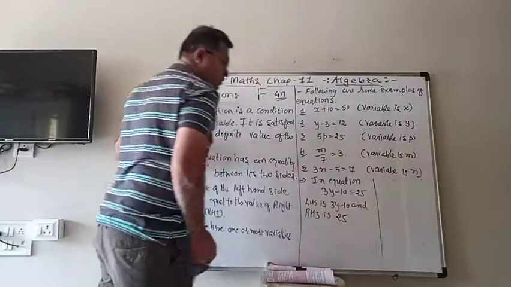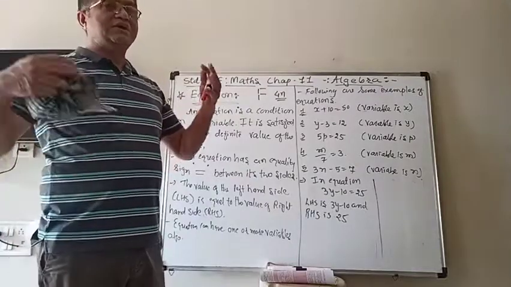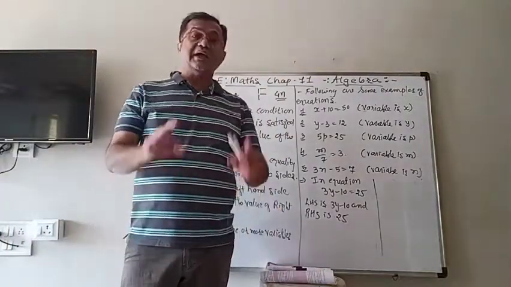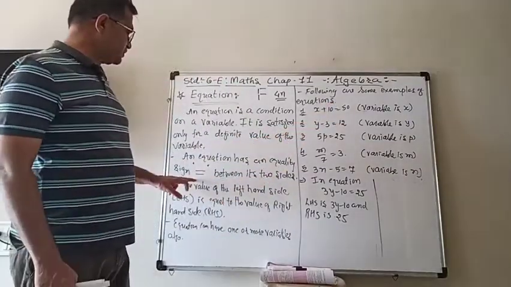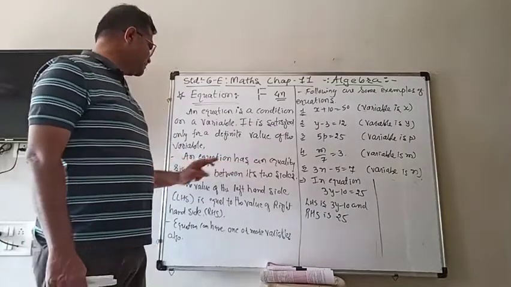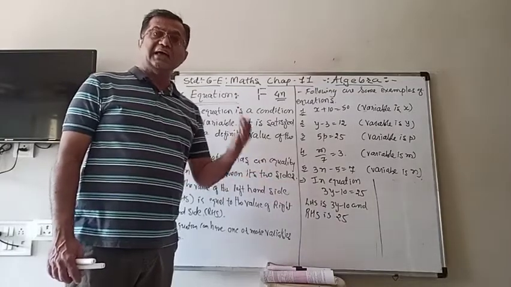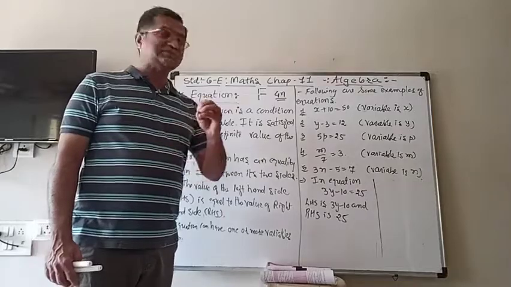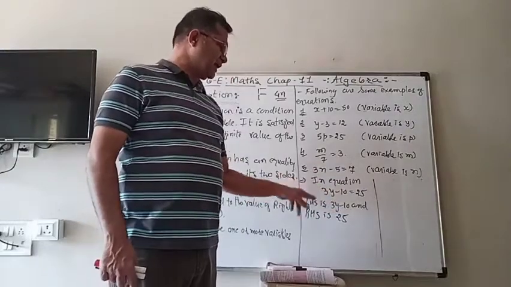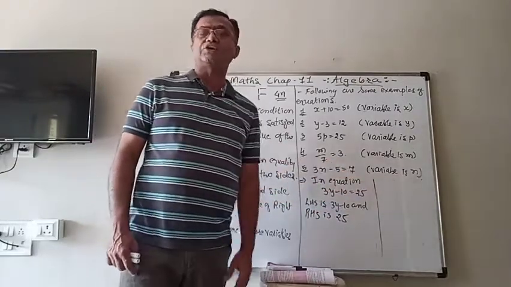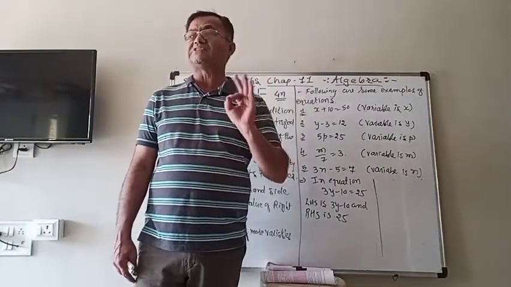All equations have two sides, and between the two sides there is an equality sign, meaning "is equal to." We are familiar with that sign. The two sides are the left hand side, LHS, which is on the left of the equality sign, and the right hand side, or in short RHS, which is on the right of the equality sign.